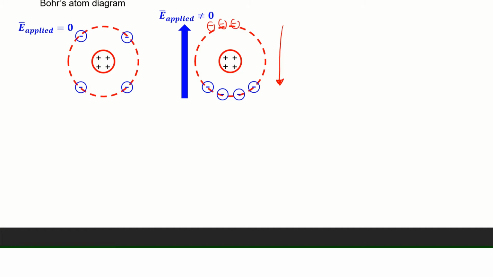So the electron position will always follow the direction of the electric field when it is penetrating a medium. In this case, the electric field is penetrating this atom diagram in the downward direction, so the position of the electrons will be arranged at the upward side here. If the electric field applied is in the upward direction, the electron arrangement will be at the bottom of this diagram.